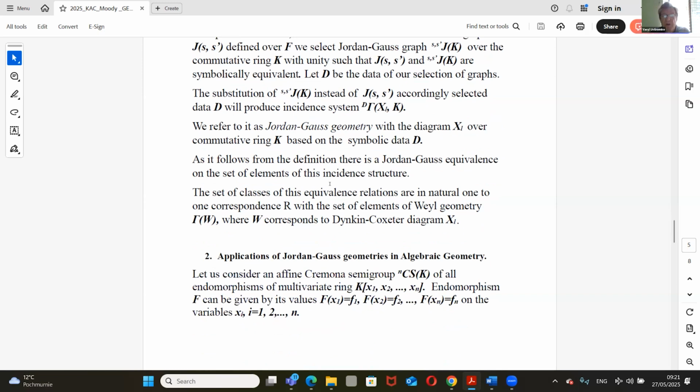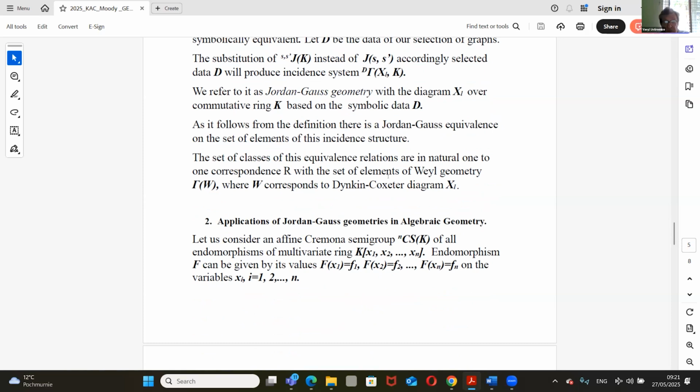So why is this important? Because we can apply Jordan-Gauss geometries of this kind, derived from Kac-Moody groups with correspondingly selected commutative ring, and consider some application in computational algebraic geometry. So I will present some result. Let's consider the affine Cremona semigroup CS and K. So K here is a commutative ring.